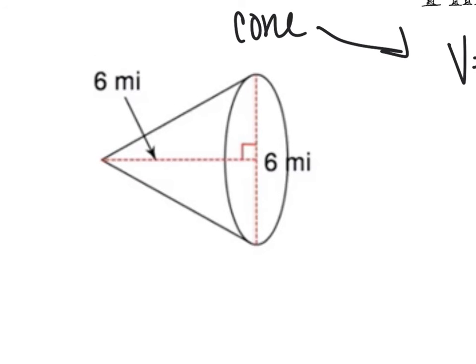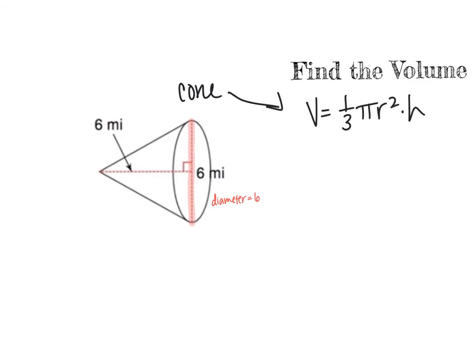Okay. If I look closely, I notice I have this distance from edge to edge, okay? So that edge to edge, oh, that is my diameter. And my diameter is equal to 6. Well, that's not helpful because I need the radius. So how am I going to find the radius? Let's see. I know that radius is half the diameter, so 6 divided by 2, right? So my radius here is 3.